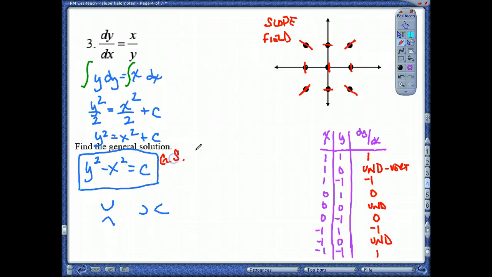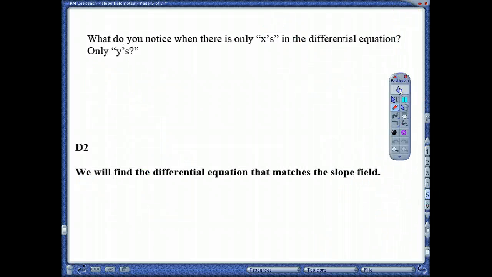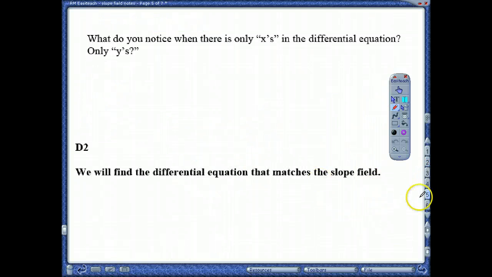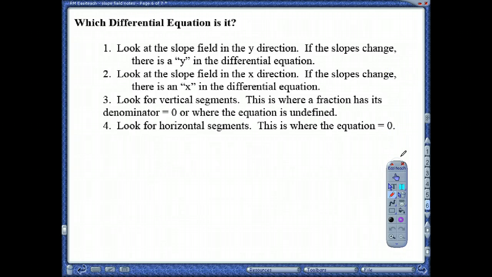General solution. Okay. Now, of course, they're going to have us go backwards. So they give us the differential equation, and we give them the slope field. Now, they're going to give us the slope field. We are going to give them the differential equation. Now, when you're doing this, it's important for you to look at a couple of things. Okay, for instance, when you've got the slope field and you're trying to figure out which differential equation it is, you're going to look at the slope field in the y direction.